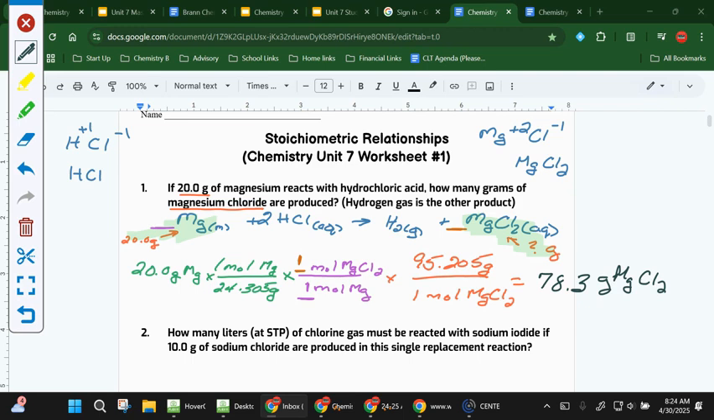You can compare any two things in this one. Compare one reactant to another, you compare that. There it is.